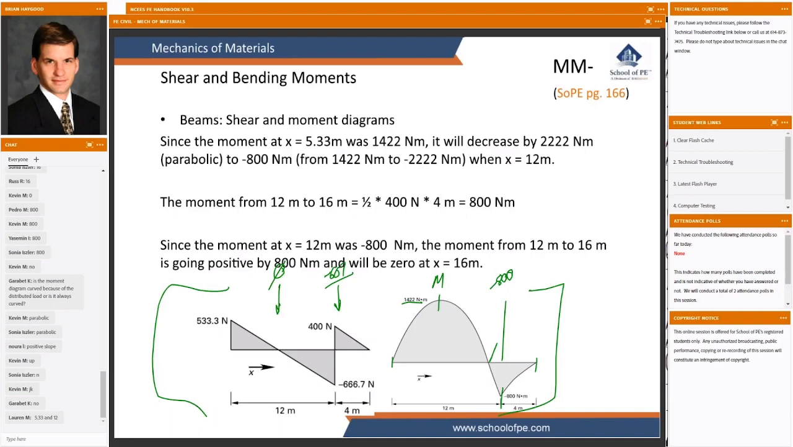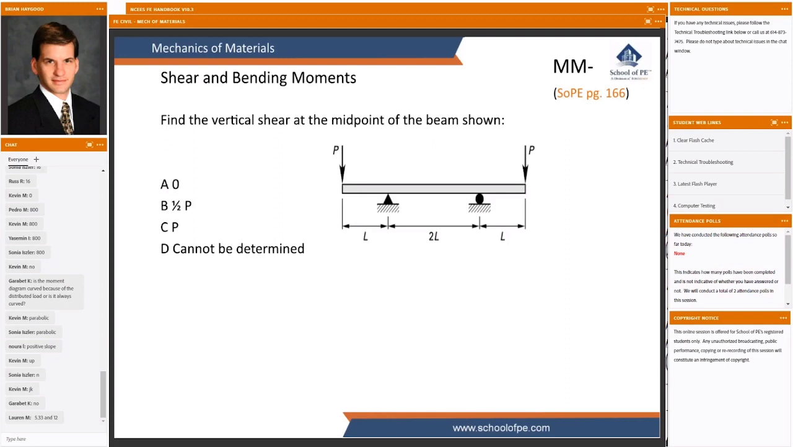So how do we turn those V's and M's into taus and sigmas? We're going to look at that, but let's do a couple more shear and bending moment diagrams along the way.